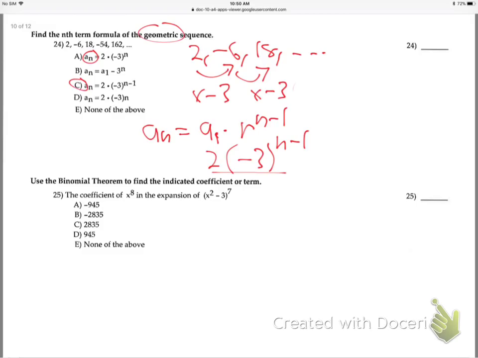All right, 25 and 26 are binomial. We just did that last week, so feel free to look back at that.